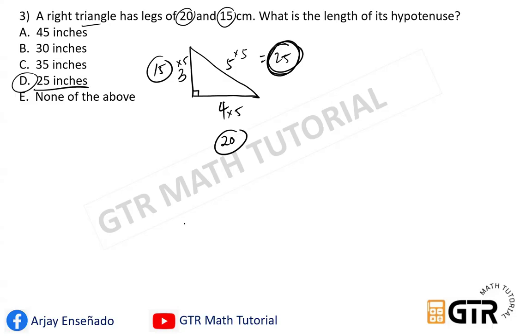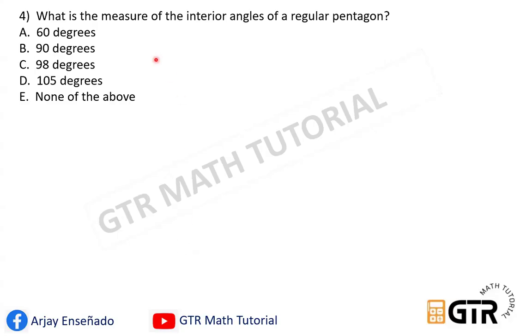Okay? So next, number 4. What is the measure of the interior angles of a regular pentagon? When we say regular, that means all the sides are congruent. So a regular pentagon is a pentagon with 5 congruent sides. Pentagon means 5 sides. Then regular, so we have 5 congruent sides.